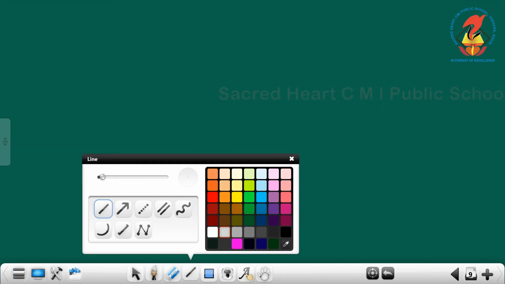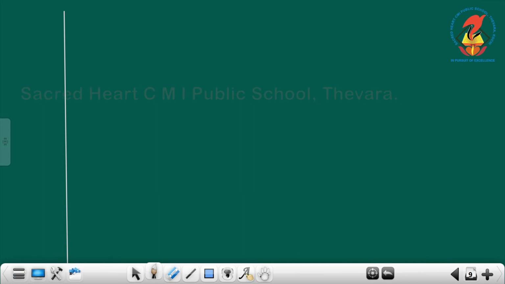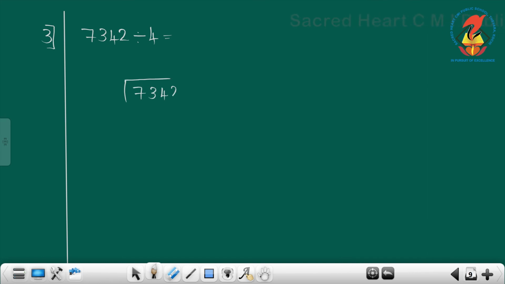We are moving to the third question. 4 digit with 1 digit. The third question is 7342 divided by 4.